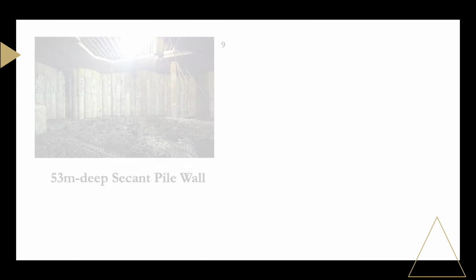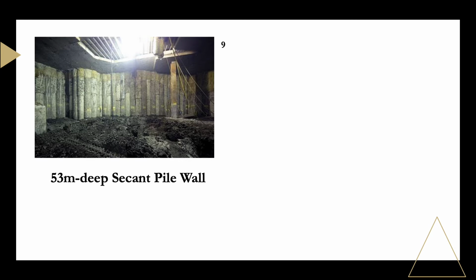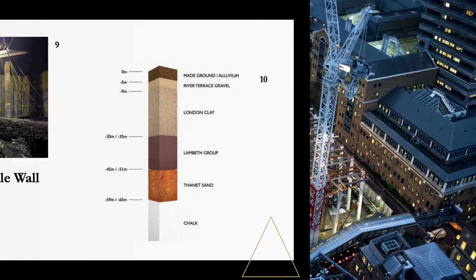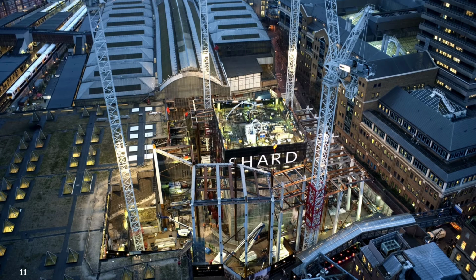A 53-metre deep secant pile wall was embedded on the basement perimeter all the way down to Thanet Sand strata. Similar to a cofferdam, this acted as a watertight barrier against ingress from water-saturated London Clay and Lambeth Group levels. Further, it provided immense structural support to the substrate to reduce the risk of local building movement. The Shard substructure was an immense feat of construction technology, innovation and risk.